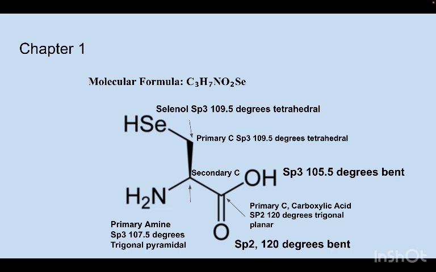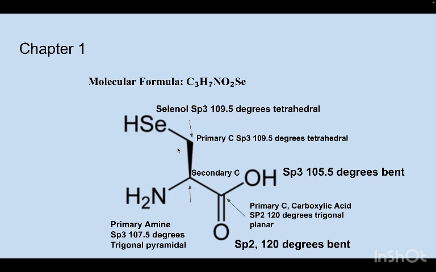So the molecular formula for selenocysteine is C3H7NO2Se. And this carbon right here that I'm pointing at is a primary carbon because it is connected to one carbon, which is actually the chiral carbon. It is sp3, 109.5 degrees, and tetrahedral. The reason why it's sp3 is because there are two hydrogens here. You cannot see them, but they are connected to basically make the carbon happy with the octet rule.